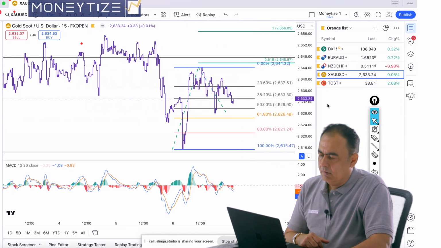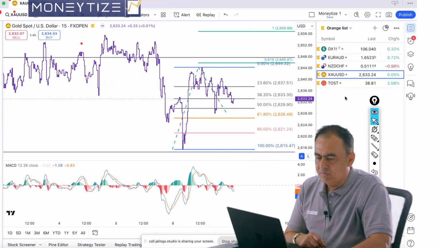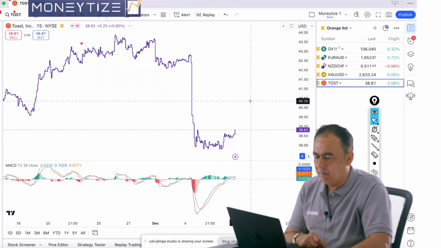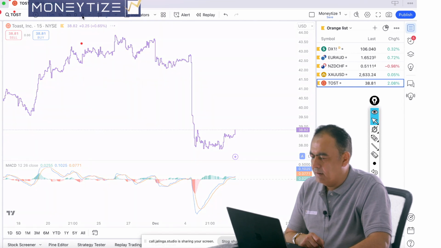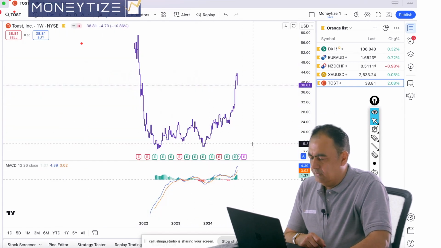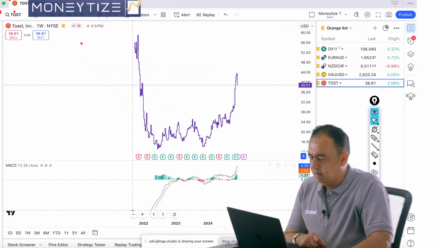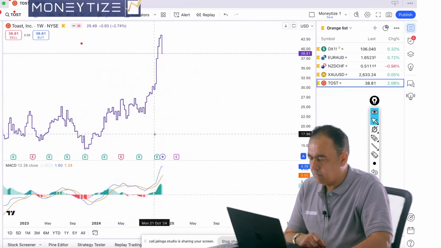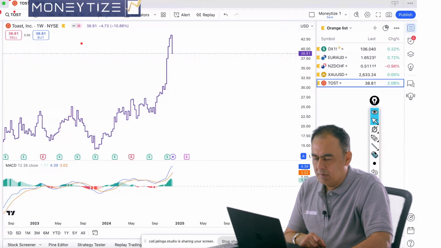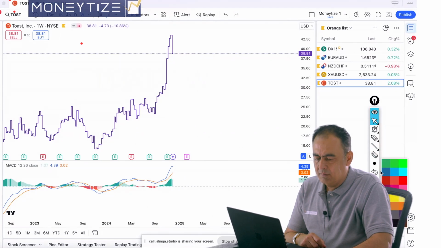Okay, now in the current weekly forecast video, I've added one stock from the US market. It's called TOST, and the pattern is ultra bullish here. So here, looking at the weekly chart, the setup looks amazingly bullish.